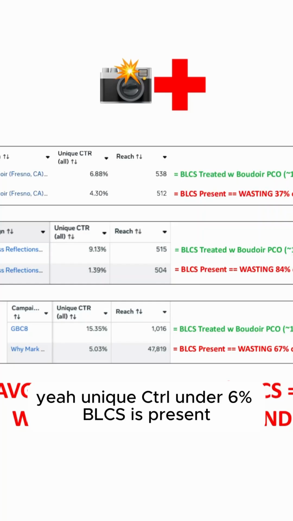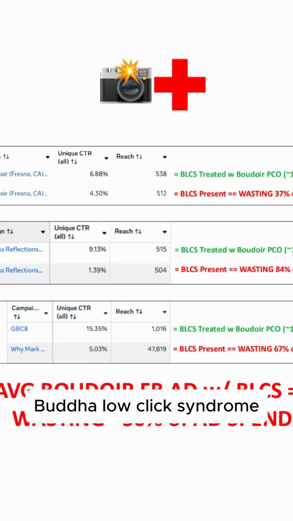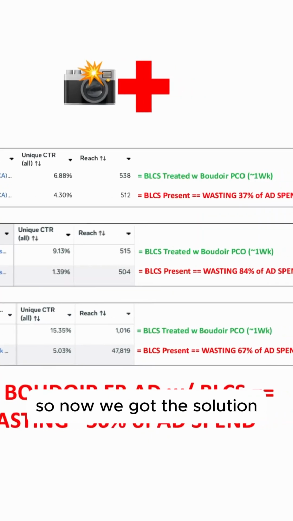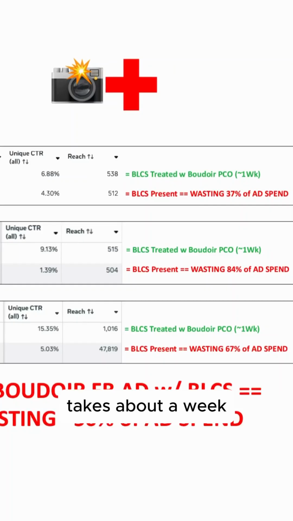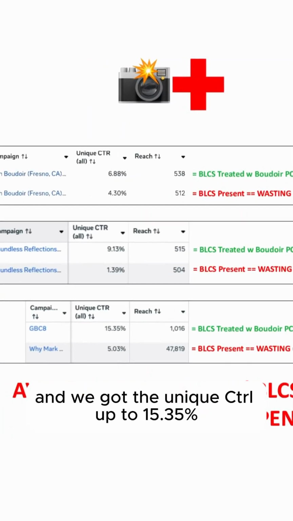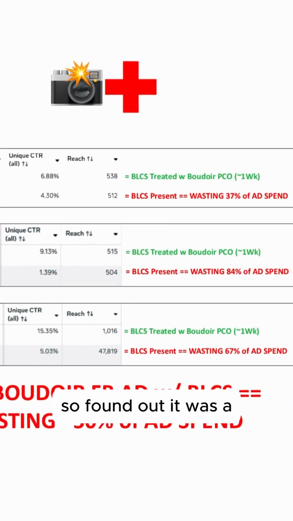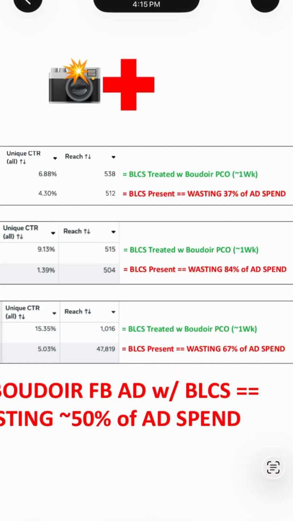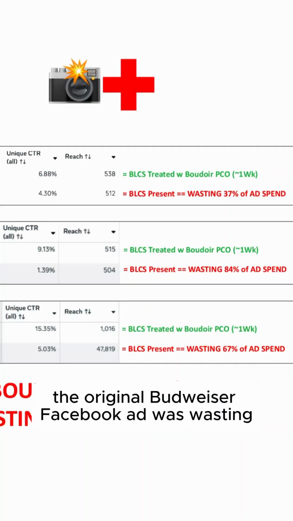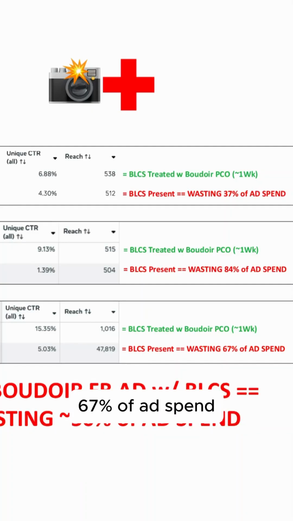Unique CTRL under 6%, BLCS is present, Boudoir-Low-Click syndrome. So now we've got the solution. We can treat it with Boudoir Pico, which takes about a week, and we got the unique CTRL up to 15.35%. So we found out the original Boudoir Facebook ad was wasting 67% of ad spend.